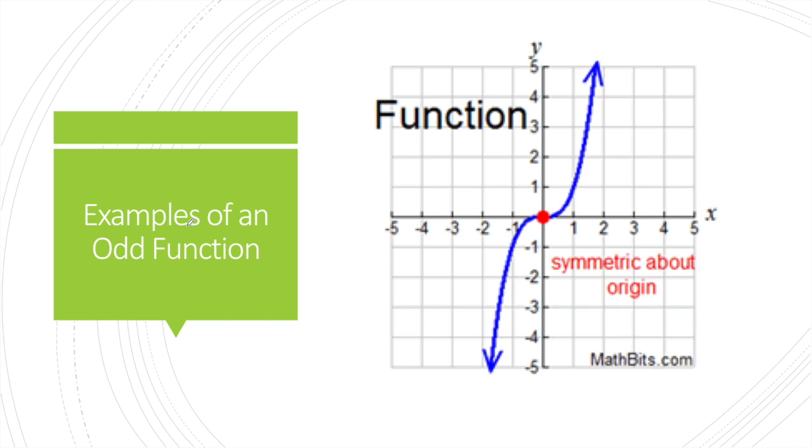Last and certainly not least, I'm going to take a look at this function. This function has symmetry about the origin, right? What's that mean? Well, if I rotated this 180 degrees, it would still be symmetrical. We call these odd functions, okay? So even functions have symmetry with respect to the y-axis, and odd functions have symmetry with respect to the origin.